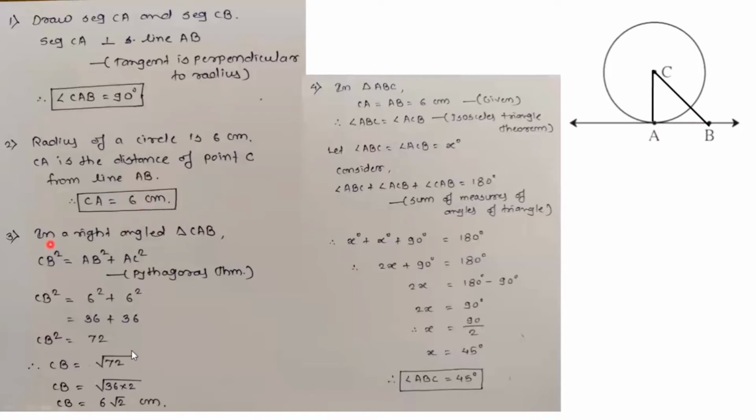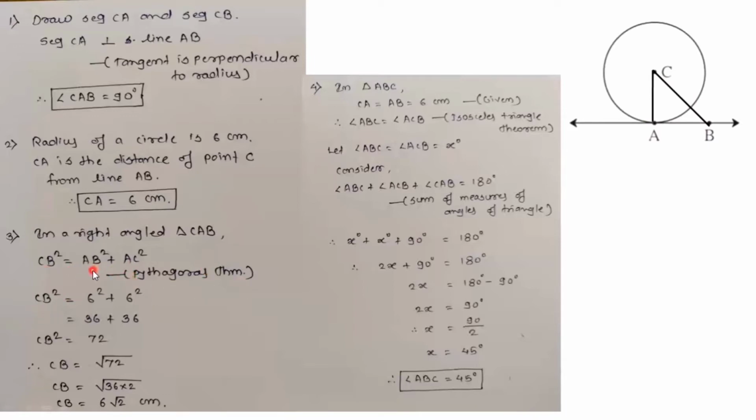Now to find the answer of the third question, we have angle CAB is 90 degree. That's why triangle CAB is a right angle triangle. And in that we can write by Pythagoras theorem, that is hypotenuse square is equal to side 1 square plus side 2 square. So in this right angle triangle, hypotenuse is BC. That's why we have written here CB square is equal to, remaining two sides are AB and AC. That's why CB square is equal to AB square plus AC square. And this is written by Pythagoras theorem.